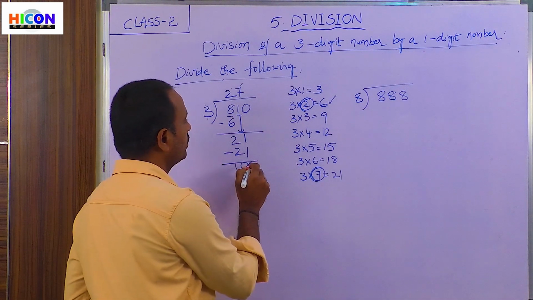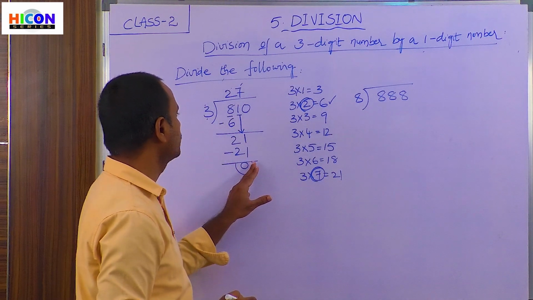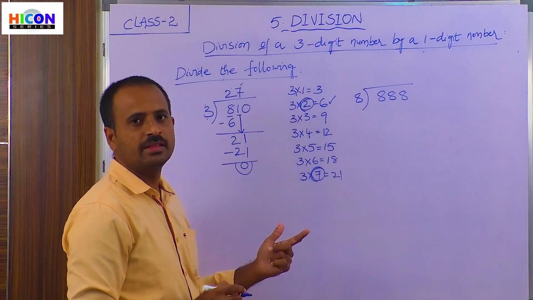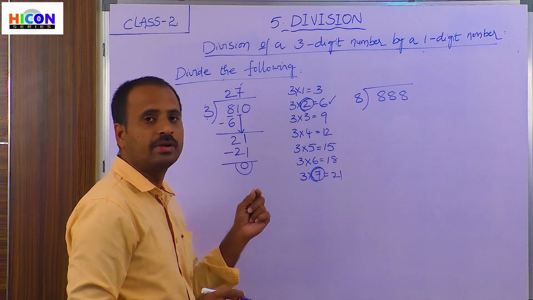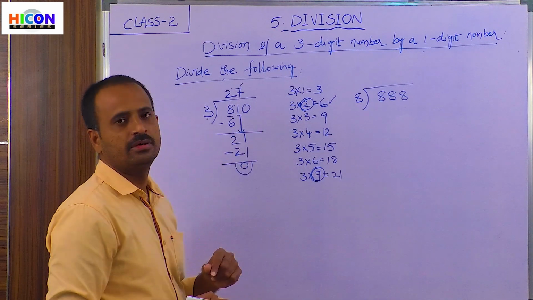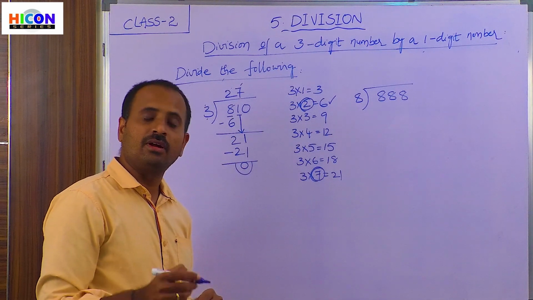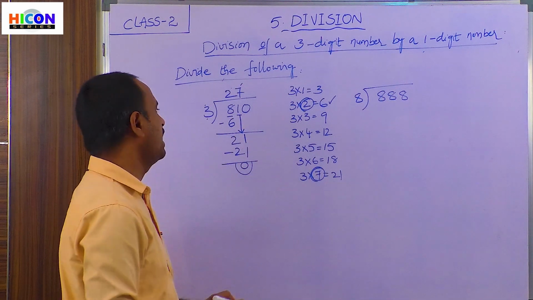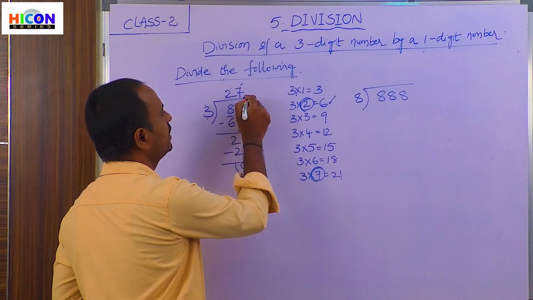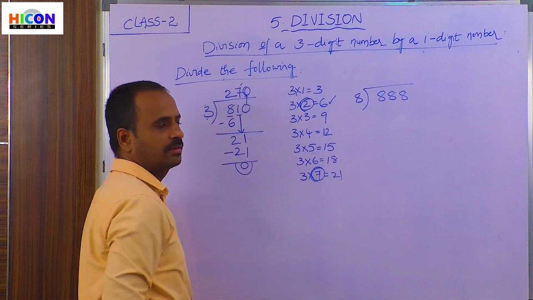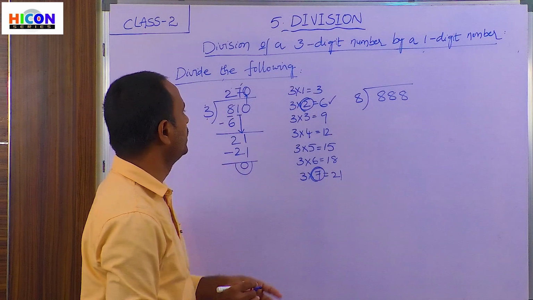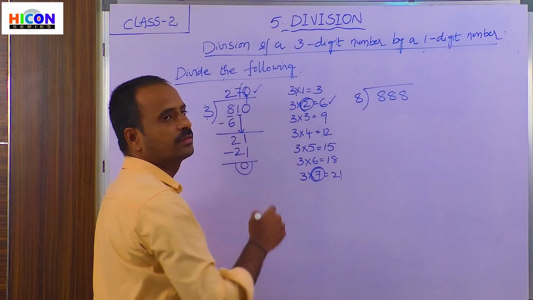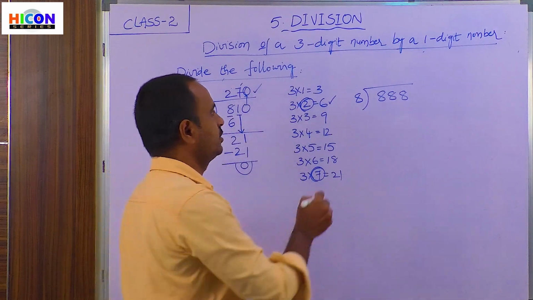And there is a third digit. What is the third digit here? 0 is the third digit. If there is a remaining 0 in the dividend, then you have to carry that 0 to the quotient. So children, remember, if the last digit is 0, then carry that 0 to the quotient. So write 0 in the quotient. Now the division is completed. What is the answer here? The answer is 270.